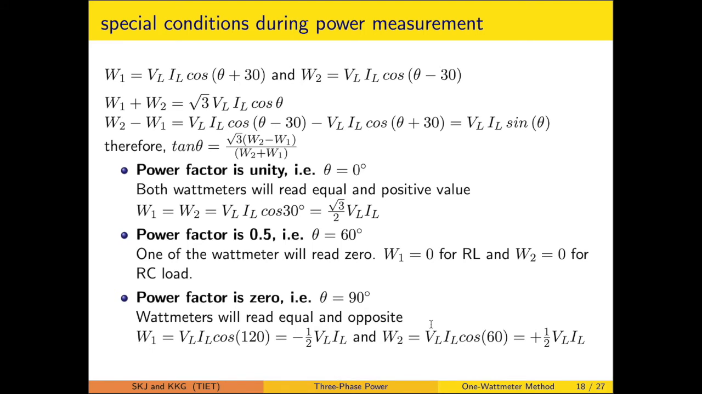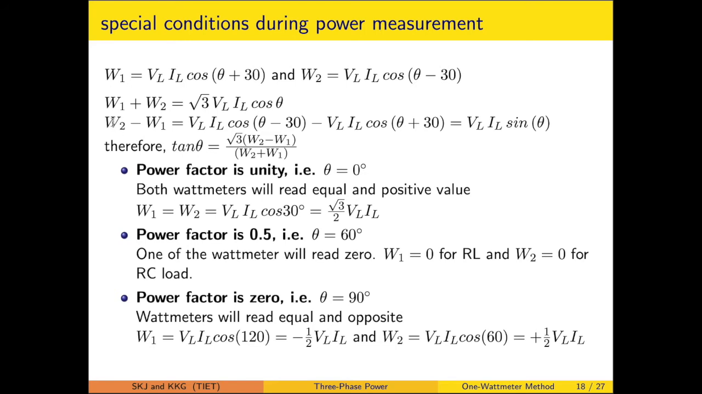Now there are some other salient points which we have to understand regarding this power measurement. This is a summary of the equations W1, W2. W1 plus W2 is the total power. We have carefully considered theta minus 30 likewise. When the angle is smaller, the cosine value will be more. So W2 is coming out to be greater, and that is possible when theta is positive.